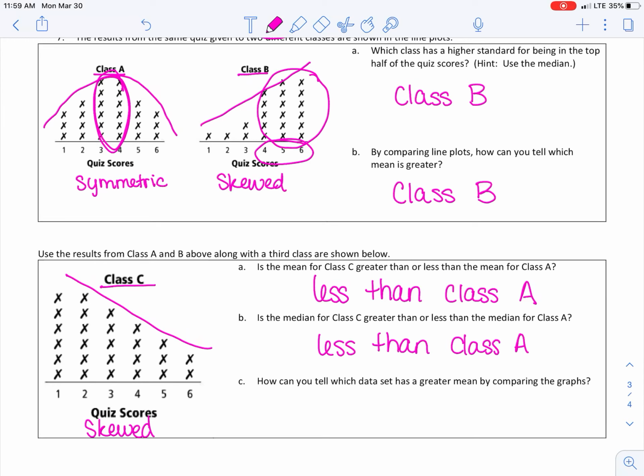Okay, and then it says, how can you tell which data set has the greater mean by comparing the graphs? Well, we've kind of already talked about this. It's the shape. We can say that class B is going to have the largest mean because we have more students that did well because most of our data is over to the right.